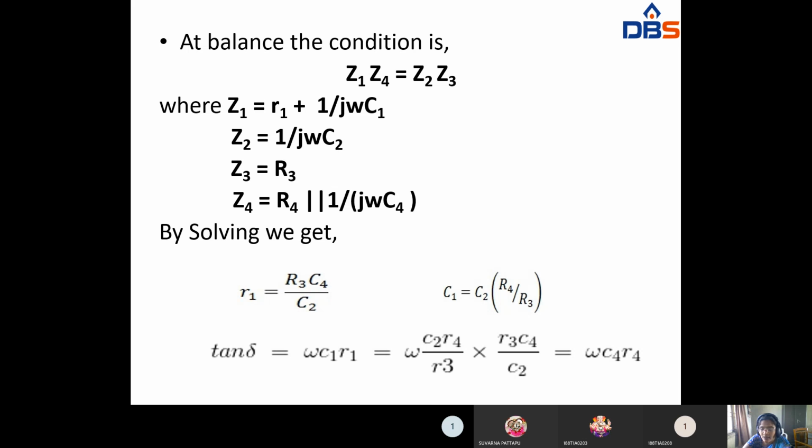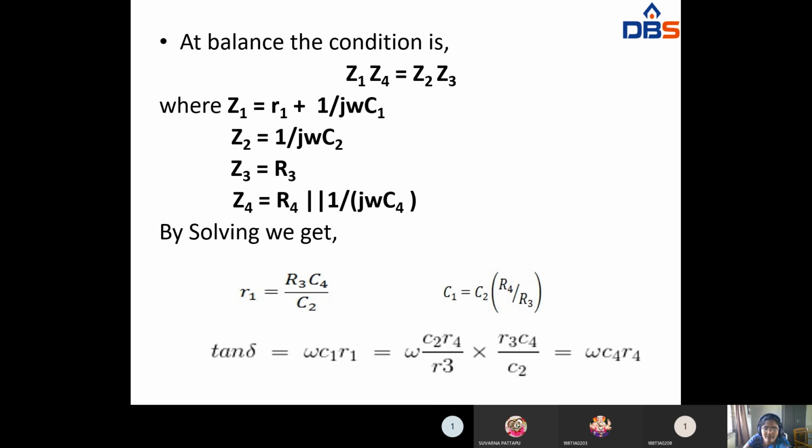In the Z3 place you have to connect only a resistance, so Z3 means R3. In the Z4 place, see the CD arm in the diagram, you have to connect a resistor in parallel with a capacitor. That means R4 is in parallel with C4, so you can write R4 in parallel with 1 by j omega C4. Then you have to substitute all four values Z1, Z2, Z3, Z4 in this equation.